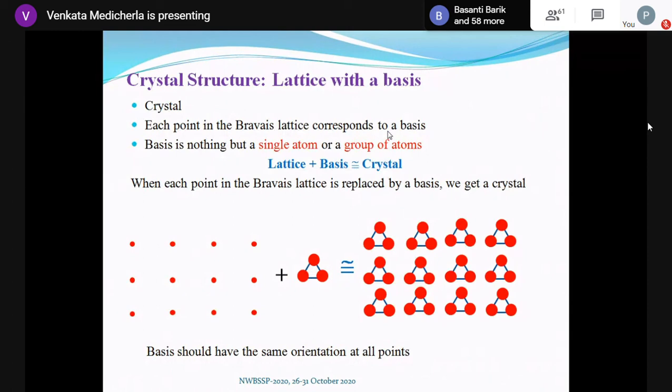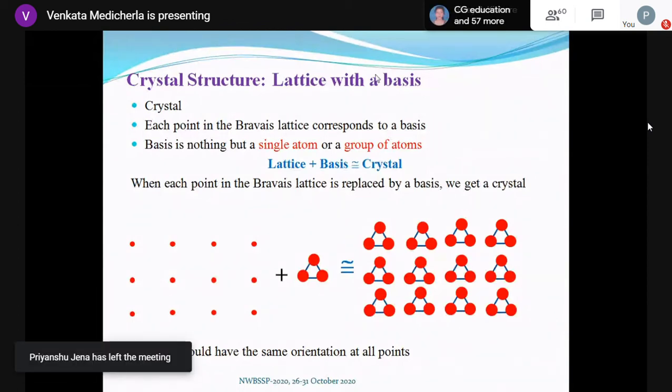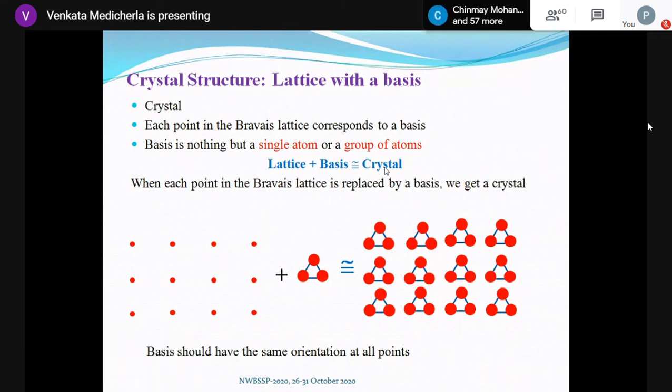crystal. Because now the crystal is real, but the lattice is not real. A lattice is a mathematical construction only. It has no reality, but you can make it real by adding a basis to it. That means lattice plus basis is equal to crystal. That's how crystal and lattice are related. So if you know the lattice and the basis, you can make a crystal. Now let us see a simple example in two dimensions.